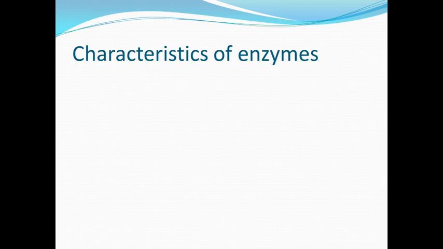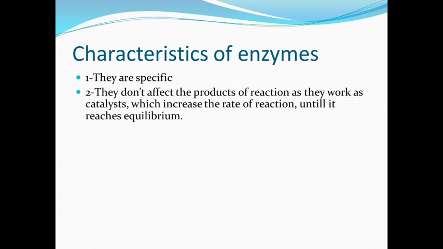This is really important. We have to know the characteristics of enzymes. They are very specific, which means that each enzyme acts on a specific type of food. Secondly, they don't affect the products of the reaction as they work as catalysts. They only speed up the reaction until it reaches equilibrium. Most have a reversible effect, which means they return back to their original shape.